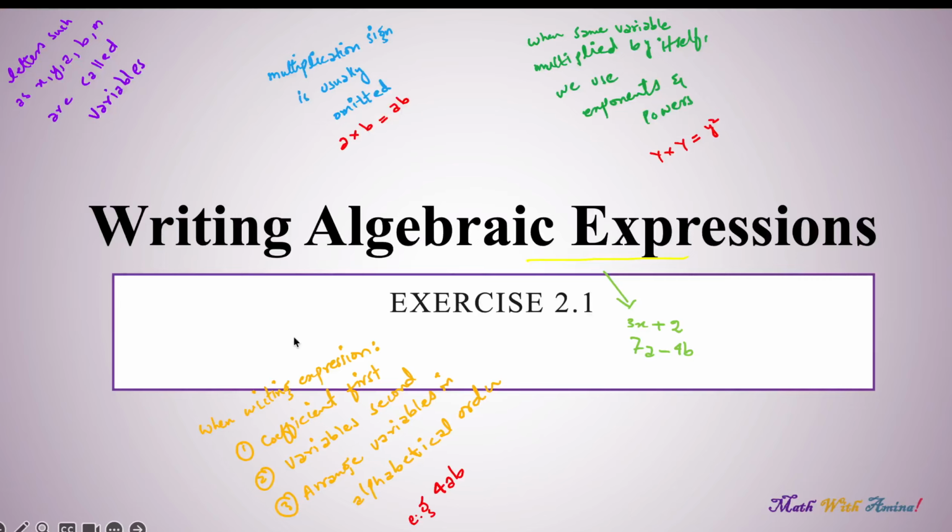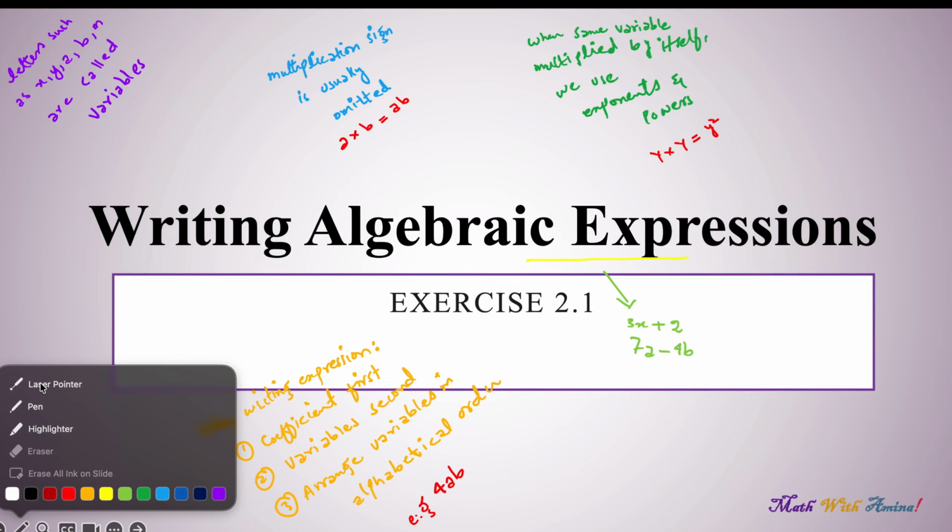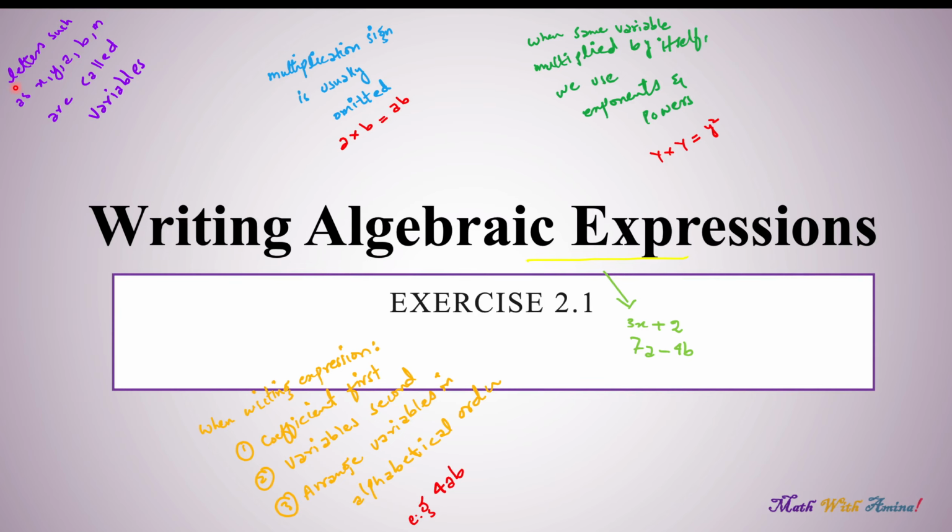Other than that, certain things to be familiar with when we talk about algebraic expressions is that letters such as x, y, a, b, m are utilized and they are called variables. The multiplication sign is usually omitted. For example, we normally write a multiplied by b as ab. In an algebraic expression, this already indicates that multiplication between these two variables is taking place. So we omit the multiplication sign.